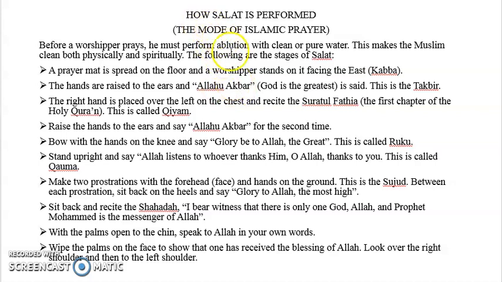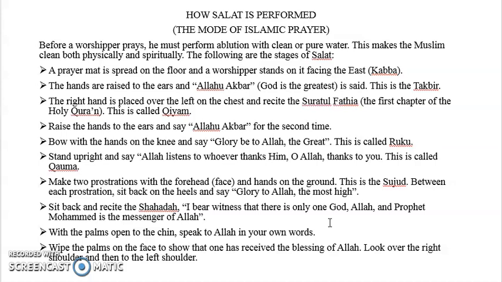Now here we have how Salat is performed. It's the same as the mode of Islamic prayer. We know that Muslims have 5 daily prayers, and each of the prayers has its own rakat. This one amounts to only 1 rakat of prayer, and it will be repeated if the prayer is 2 rakats, 3 rakats, and so on. So let's look at it. Before a worshipper or a Muslim prays, he must first perform ablution with clean water. This, of course, makes the Muslim both physically and spiritually clean.